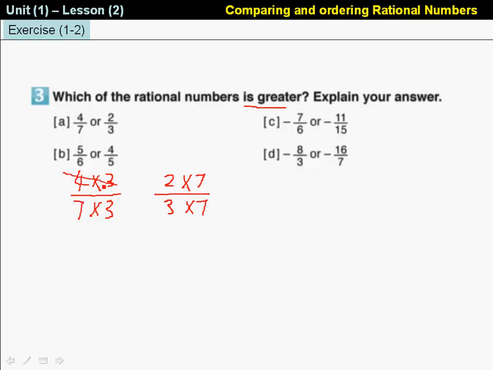So this will be 12 over 21. And this will be 14 over 21. You have the same denominator, and we see this is 12 and this is 14. Which is greater? Of course, 14 is greater than 12, which means 2 over 3 is greater than 4 over 7. The same is here. You can solve it. And of course, this also, but I want to say something here.